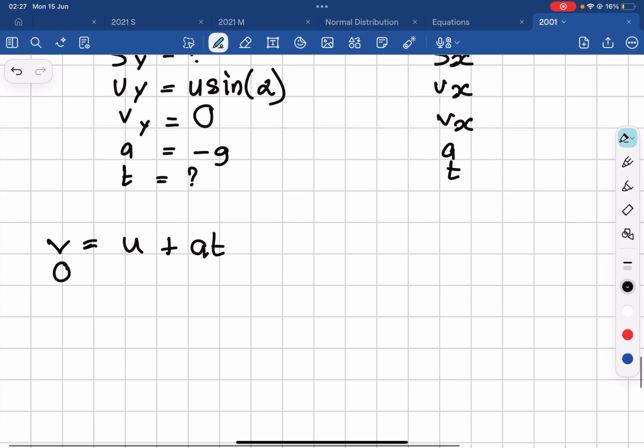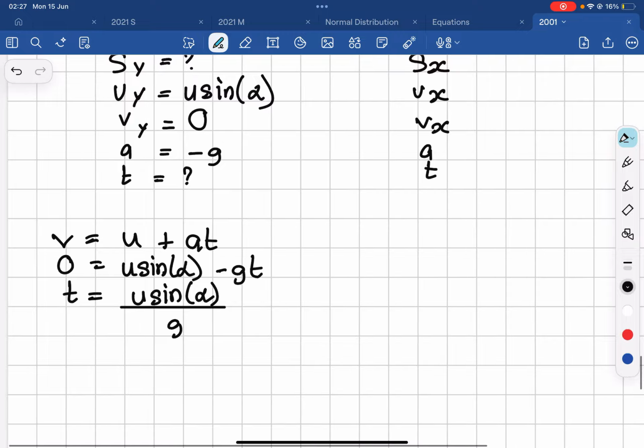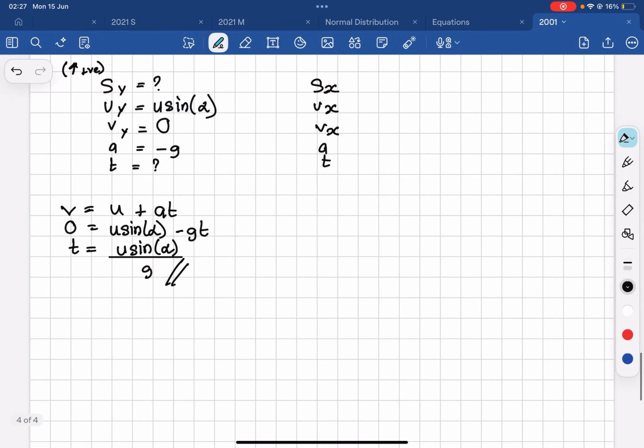So v is 0, u is u sine alpha, and at is minus gt. So t equals u sine alpha over g. And this is the time taken to get to max height.